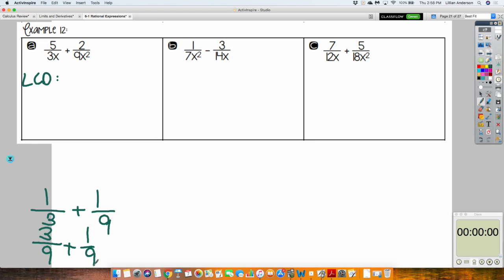Okay? The least common denominator doesn't mean like the smallest number. It's the smallest number that both of the denominators can go into. Okay? So 3 can go into 9. 9 can go into 9. And then it's going to be an x squared. Okay? Because the second fraction already has an x squared, so they need to have that in common. Questions on getting that?